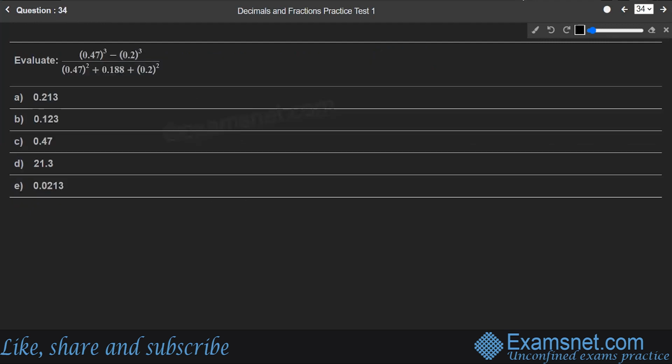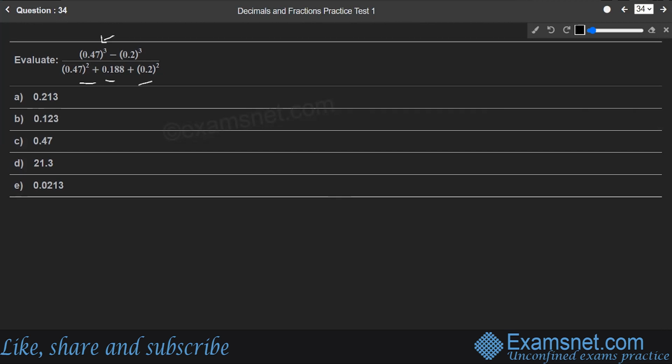Now, evaluate 0.47 cube minus 0.2 cube divided by 0.47 square plus 0.188 plus 0.2 square. Let us try to solve this. Clearly, the numerator is of the form a cube minus b cube. What is the formula for a cube minus b cube? It is a minus b times a square plus ab plus b square. So the numerator can be manipulated in this form.